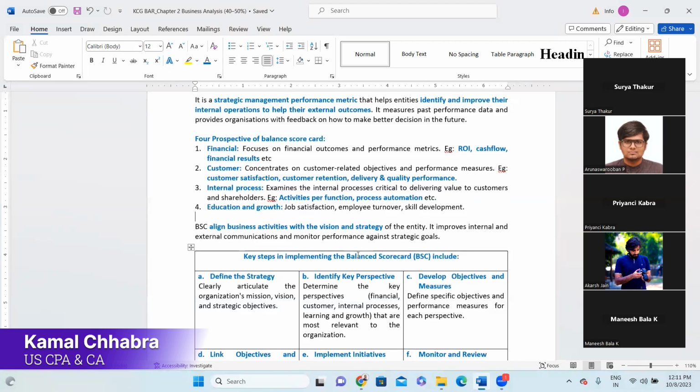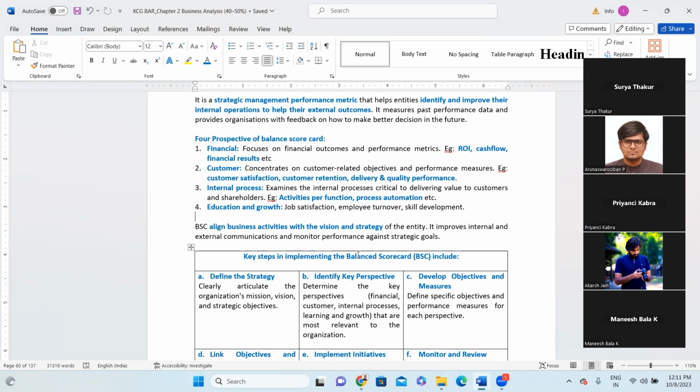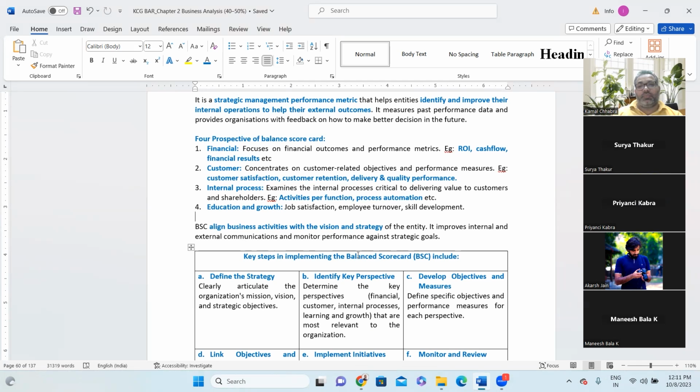Customer centric concentrates on consumer related objectives and performance measures, for example customer satisfaction. Once you purchase any item from Amazon, I'm sure you get an email to rate us, right? In the same way, when you stay in a hotel, they share a feedback form with you. And when you take a ride from Ola or Uber, immediately after completion of the ride it asks you to rate your driver, right? Yes or no? You guys have experienced this? Yes, sir. So what is this actually? It's a customer satisfaction survey. Based on your response, they get to know whether you are satisfied or happy with their services or not, right?